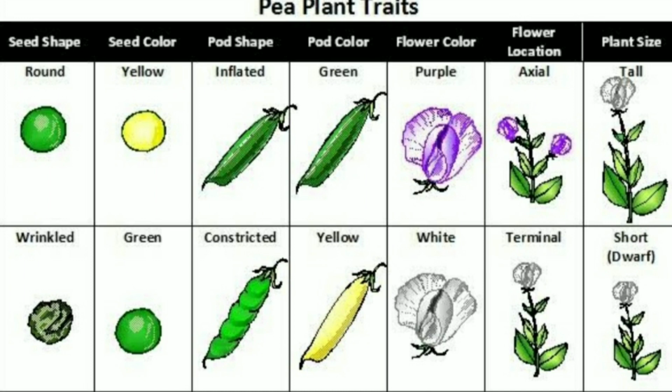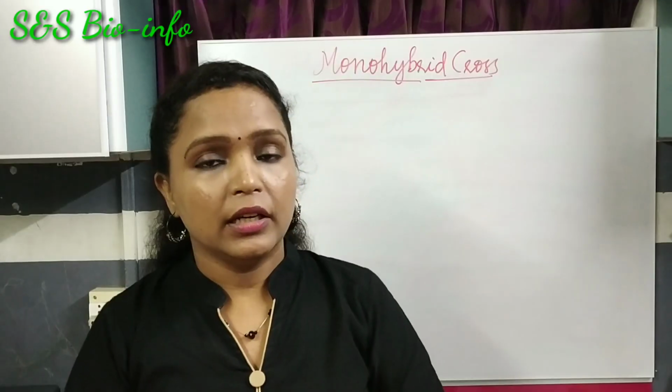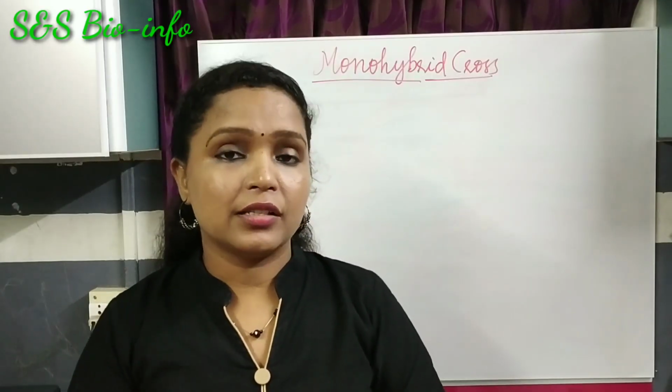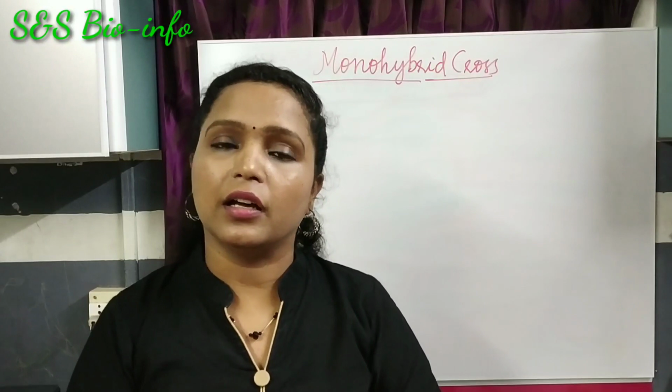The 7 pairs of contrasting traits are, in case of seed shape, round shape and a wrinkled shape. Those two are opposing or contrasting traits. Then seed color, yellow color and a green color. Pod shape, inflated and constricted. Pod color, green and yellow. Flower, violet and white. Position of the flower, axial and terminal. Stem height, tall and dwarf. These were the contrasting traits selected by Mendel to study the inheritance.